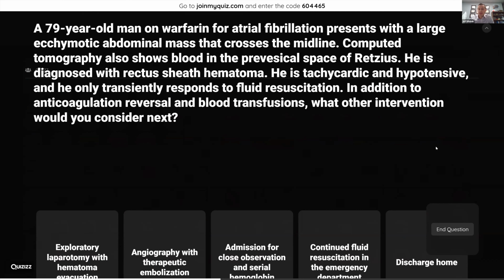He's tachycardic and hypotensive, and he only transiently responds to fluid resuscitation. In addition to anticoagulation reversal and blood transfusions, what other intervention would you consider next? A, exploratory laparotomy with hematoma evacuation; B, angiography with therapeutic embolization; C, admission for close observation and serial H&H; D, continued fluid resuscitation in the emergency department; or E, discharge home.